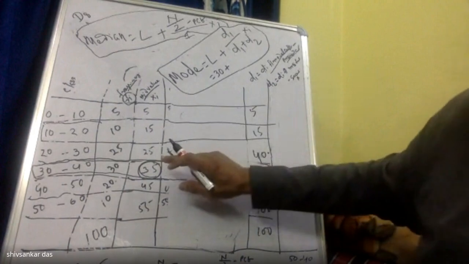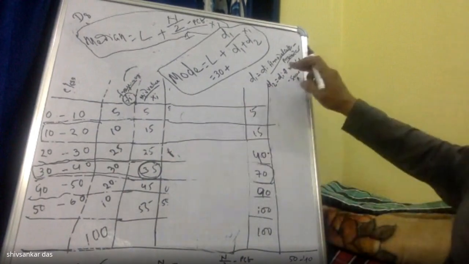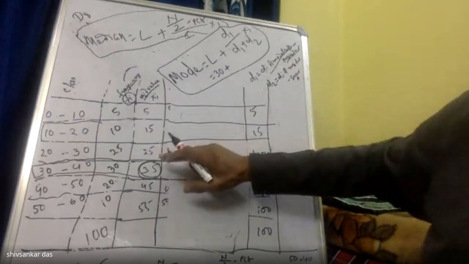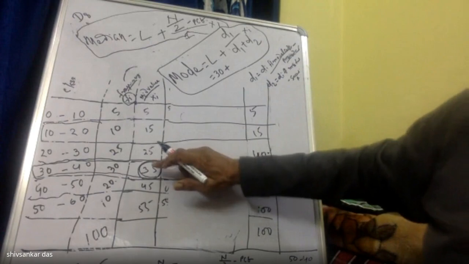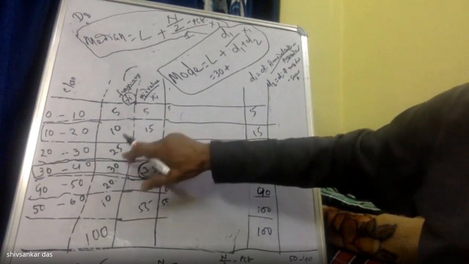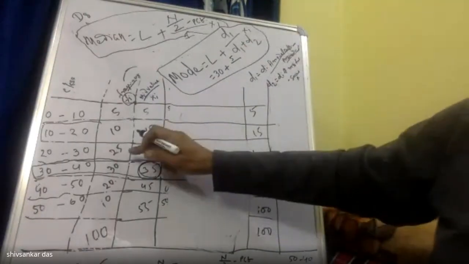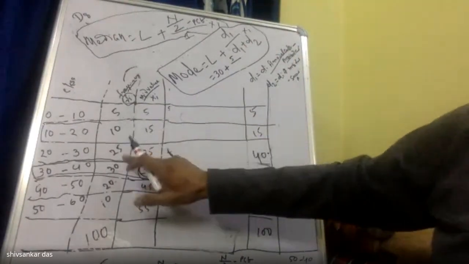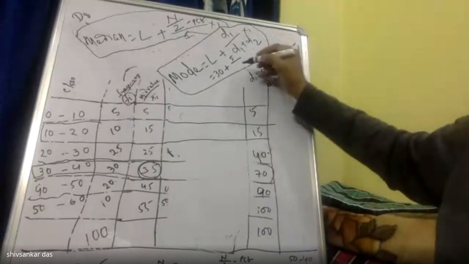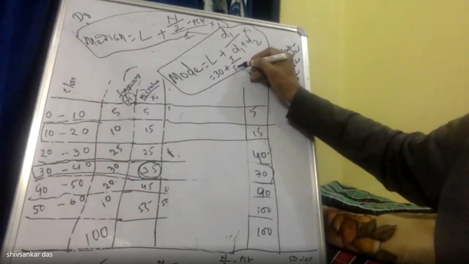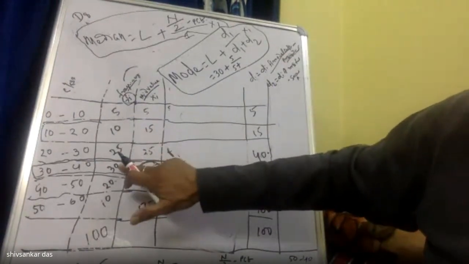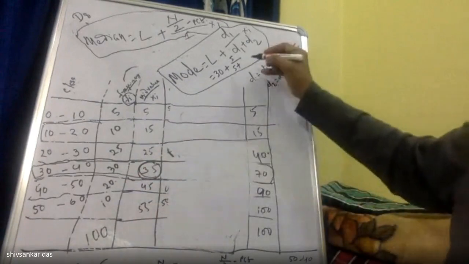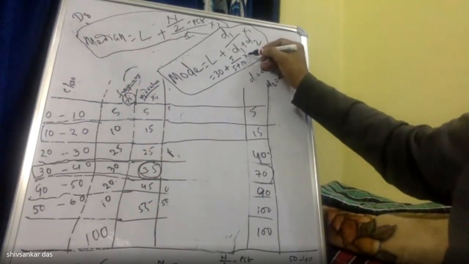Then D1 is the difference between the modal class frequency and the previous frequency. So the modal class frequency is 30 minus 25, that is equal to 5. Next is D1 plus D2. Here D1 is 5 plus D2, the difference between the modal class frequency and the succeeding frequency, 30 minus 20, which is 10, into 10.